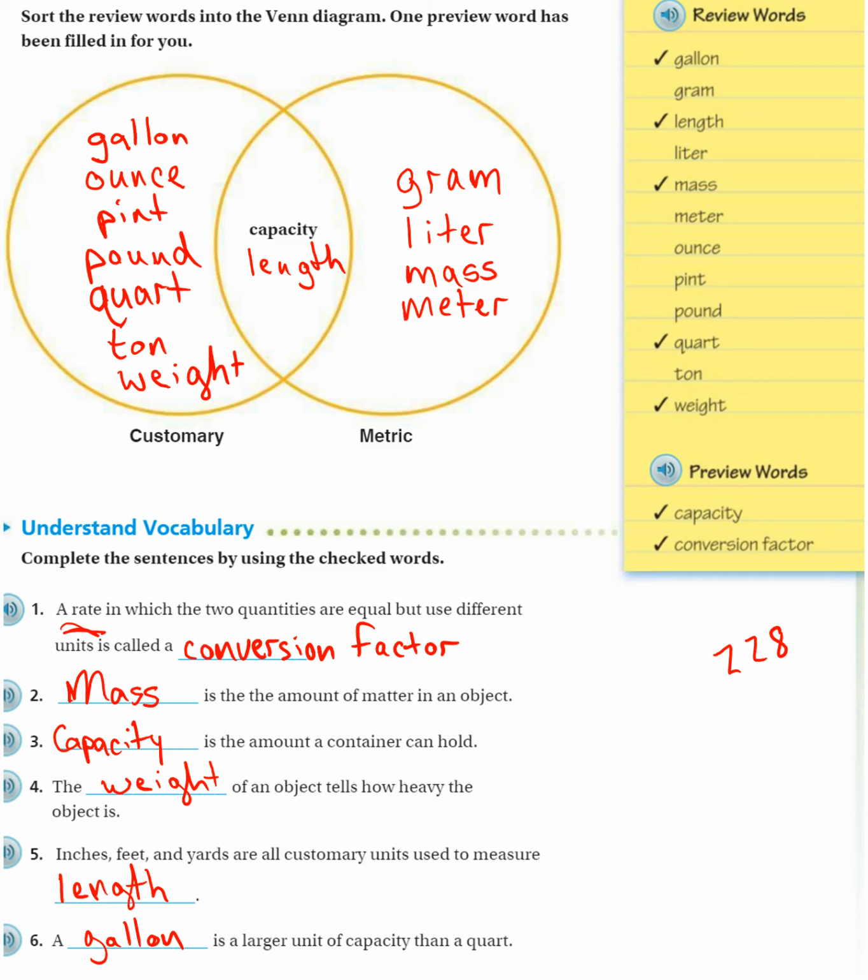So you may want to mark this page in your textbook, that this page has all my vocabulary terms. So if you ever come across one that you don't recognize, you can come back here and find the definition of it.